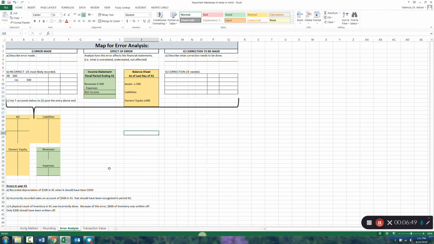Okay, so we find this out and we're trying to correct this. So naturally, what do you do? You just look at that original entry and say, okay, that's the error, so let me just reverse that entry. Debit Revenue 500 and then credit AR 500.